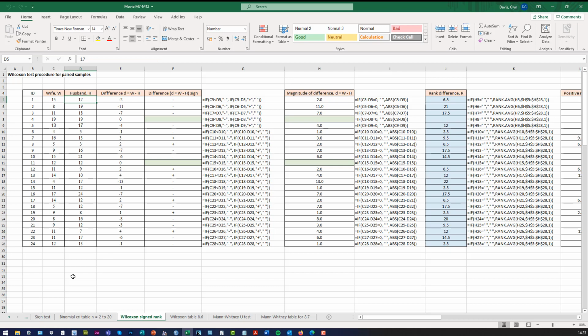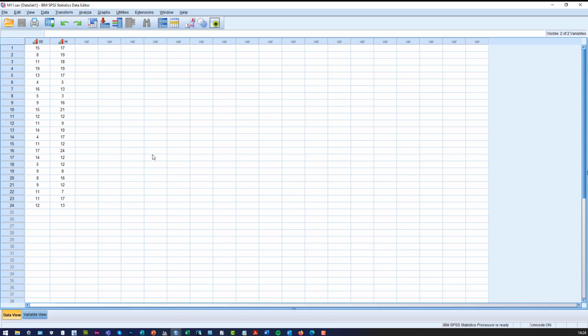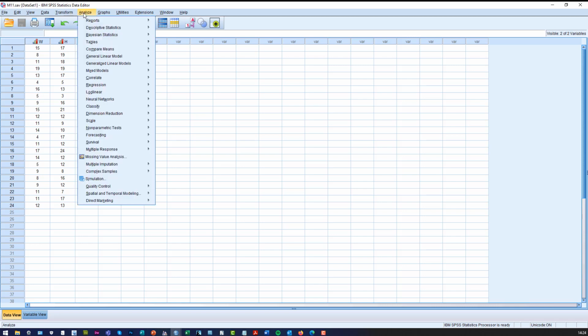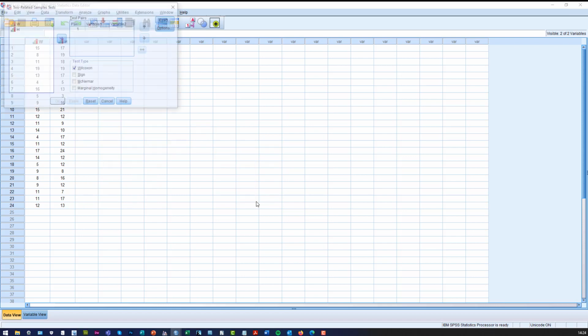Now with Excel, it's quite a lengthy process, but with SPSS, it's a great deal easier. So let's go to SPSS. There's my data file. I just want to show you how easy it actually is. So we click on Analyze, we click on Non-parametric tests, and now you can use the newer versions, i.e. related samples, but I'm going to use the legacy dialogs. And I want two related samples.